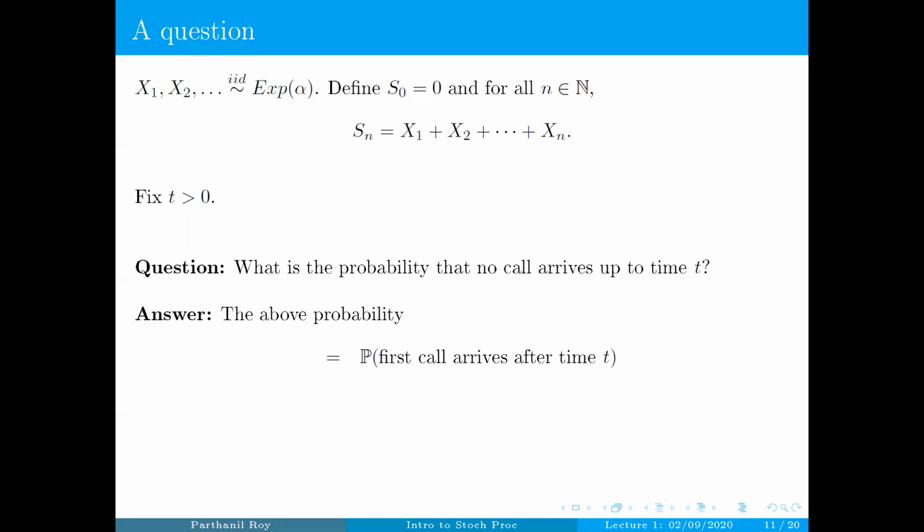If you have no call up to time t, it's the same as saying that the first phone call arrives after time t. Remember, Sn is the nth arrival time, so the first arrival time is S1. So you're asking the probability that S1 is bigger than t. Now, S1 is the same as X1, and it has an exponential distribution. So we're just asking for the survival function of an exponential distribution, which is this integral, and we know that this is equal to e to the power minus alpha t. Therefore, for every fixed t positive, the probability that no call arrives up to time t is e to the power minus alpha t.